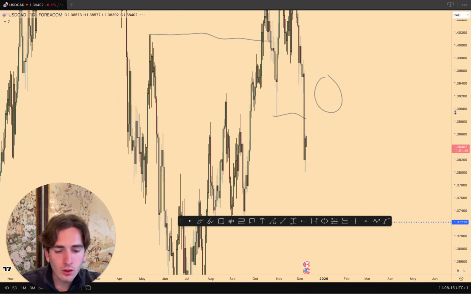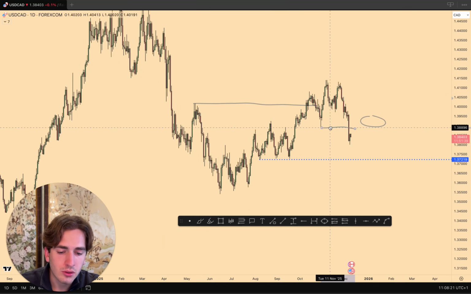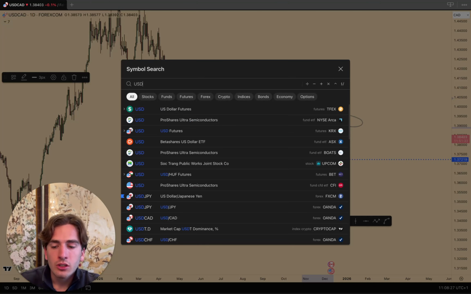USDCAD, not very interesting at the moment for myself. Not really focused on this. Got a breaker structure towards the downside. It still has equal lows here at the bottom, so it still has potential to sell off.